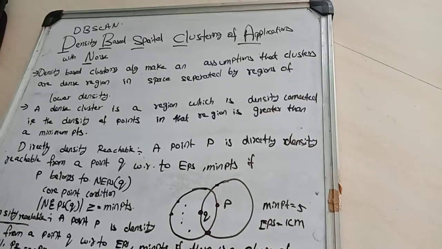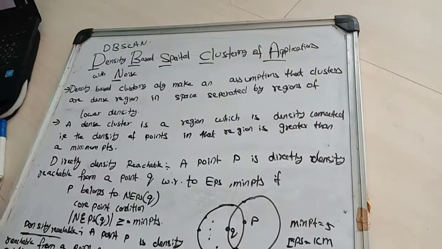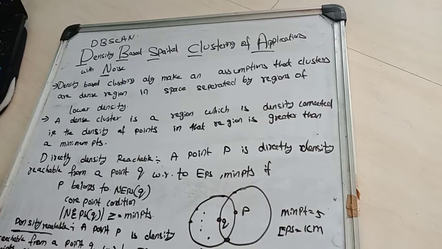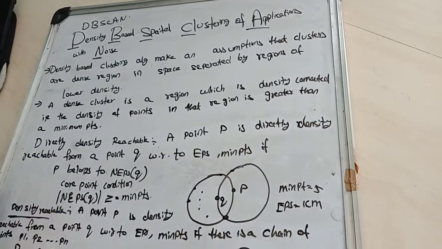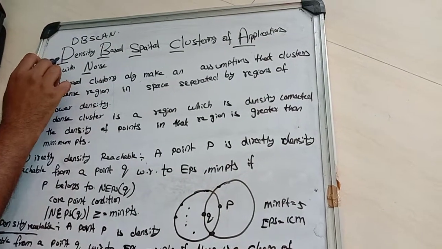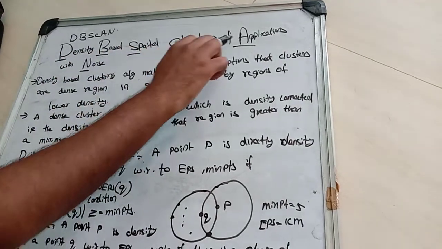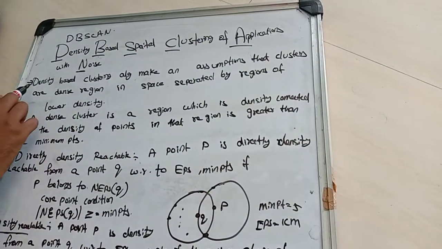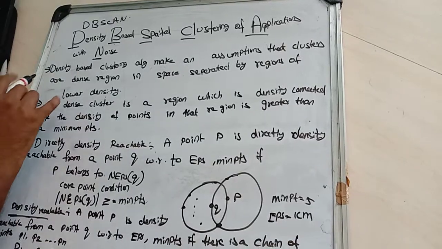This is the third video on density based clustering methods. DBSCAN is nothing but Density Based Spatial Clustering of Applications with Noise. Okay, we'll see a few points and we'll go for one more.